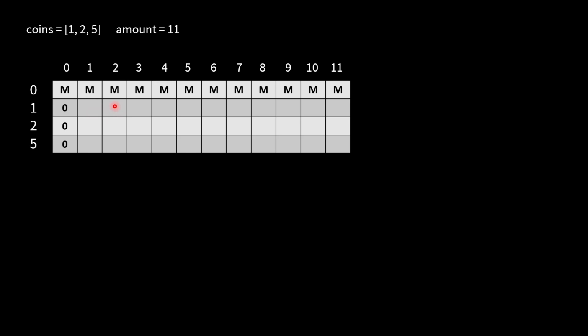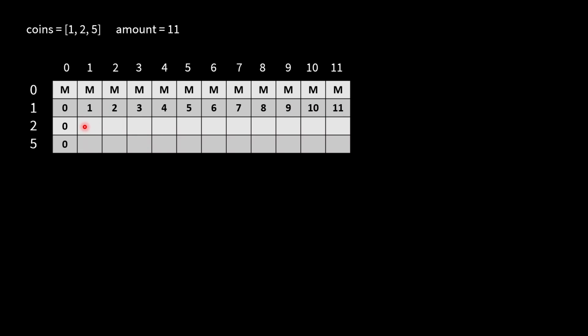Similarly, what about the other cells of this row? What about 2? We need a coin of value 1 twice to fill this 2. Similarly, thrice to fill this 3, 4 times to fill this 4, and 11 times to fill this target amount 11. That means this very row, having 1 as its coin value, will have these values, which is pretty straightforward.